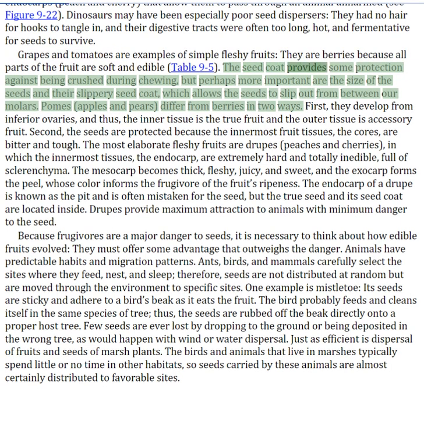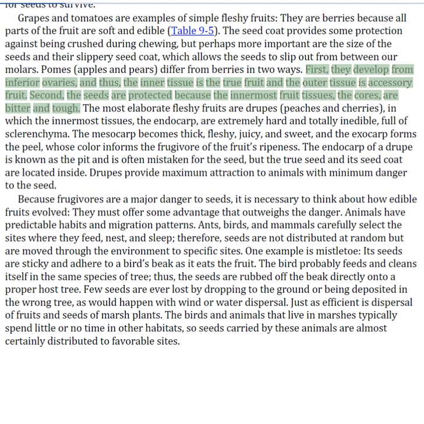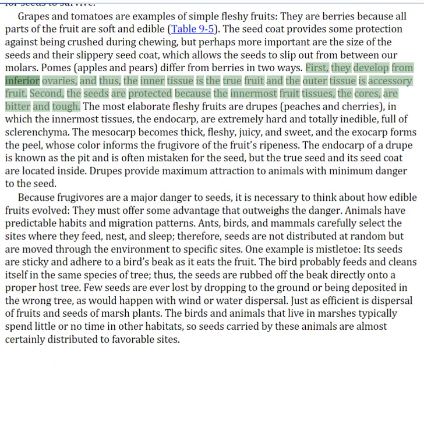The seed coat provides some protection against being crushed during chewing, but perhaps more important are the size of the seeds and their slippery seed coat, which allows the seeds to slip out from between our molars. Pomes differ from berries in two ways. First, they develop from inferior ovaries, and thus, the inner tissue is the true fruit and the outer tissue is accessory fruit. Second, the seeds are protected because the innermost fruit tissues, the cores, are bitter and tough.